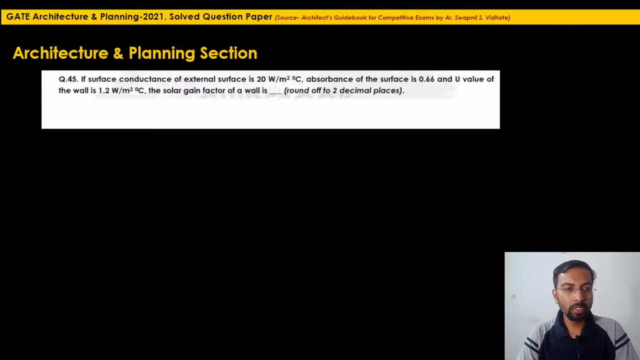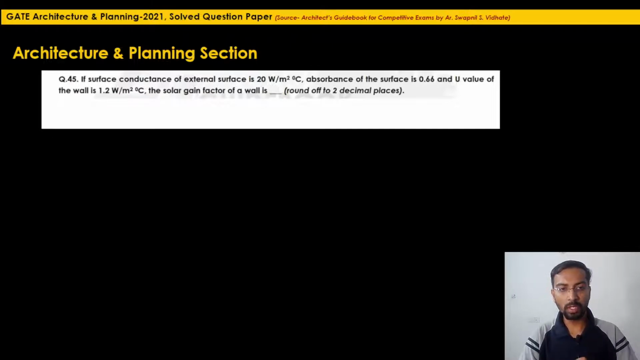Okay, the next numerical question is question 45. If the surface conductance of an external surface is 20 watts per meter square degree Celsius, the absorbance of the surface is 0.66 and the U value of the wall is 1.2 watt per meter square degree Celsius, the solar gain factor of a wall is. Now, questions related to solar gain factor have been asked earlier also, but this is somewhat related to theory. If you have a clear understanding of conductance, transmittance, resistance and solar gain factor, answering this question was an easy task.